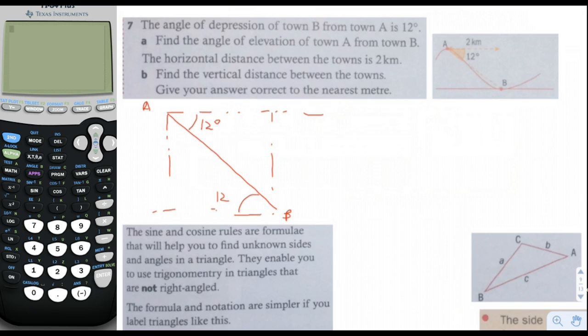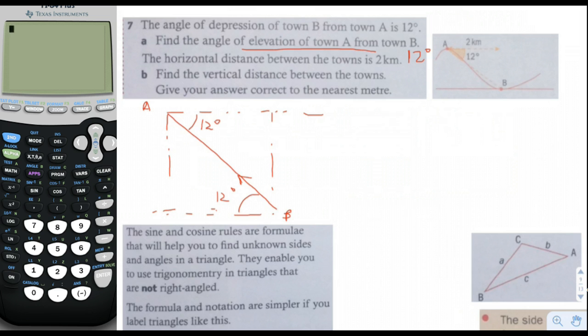If you remember from 9th grade, if you have parallel lines and you cut them, then alternate interior angles are congruent. Then it says find the angle of elevation of town A from town B. So if you look at it up here, it's going to be 12 degrees also, right? It just happens to be the exact same angle as the angle of depression.